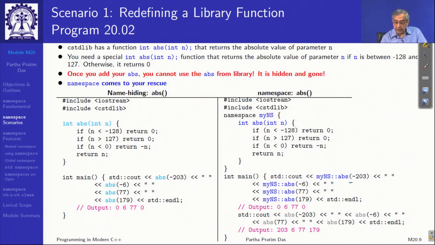We are doing it for -203, -6, 77, 179. So, these two are within the range of -128 to 127, and these two are outside. So, here you get 0 0 and here you get the absolute value, whereas if you use just ABS, which is from cstdlib, in every case you will just get the corresponding positive value. Right. So, this is one place where namespace can be really useful.